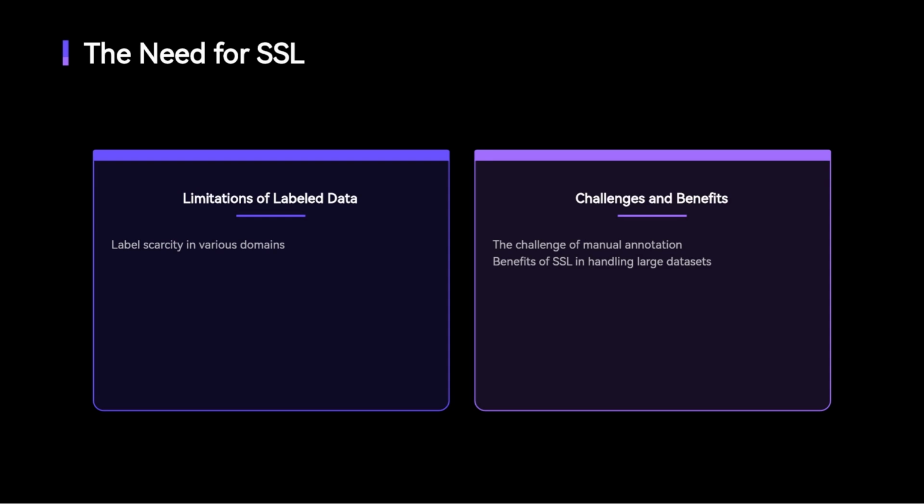This is where self-supervised learning, SSL, becomes invaluable. By enabling the model to learn from unlabeled data, SSL alleviates the burden of manual annotation. With SSL, models can leverage massive amounts of raw, unlabeled data, which is often much more abundant, thereby sidestepping the need for extensive labeling.